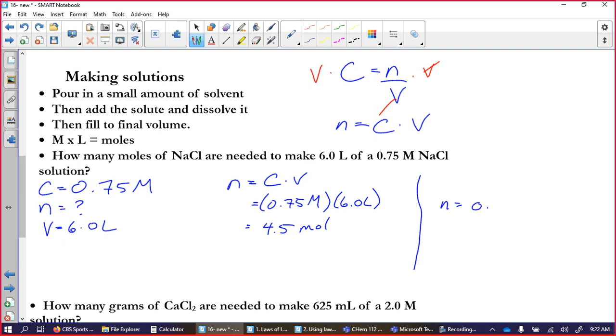Now I'm just going to look at this over here. Moles equals 0.75 moles, because this is a ratio per liter, times 6.0 liters. This is where looking at units helps: I've got liters in the denominator, liters in the numerator. This is why that comes out as moles, because those cancel out.